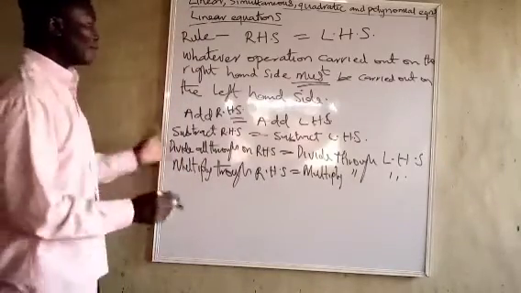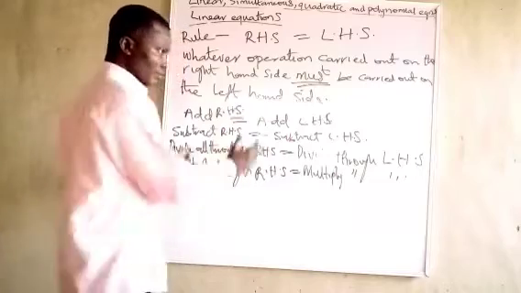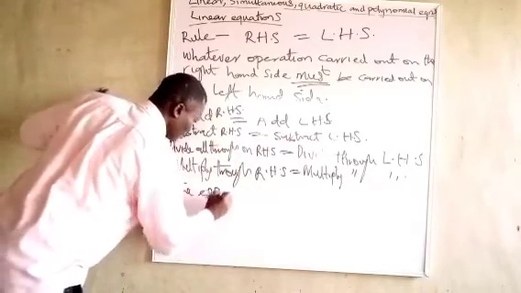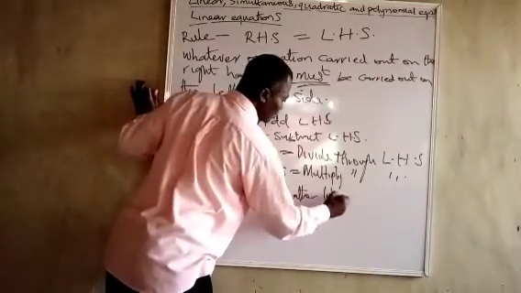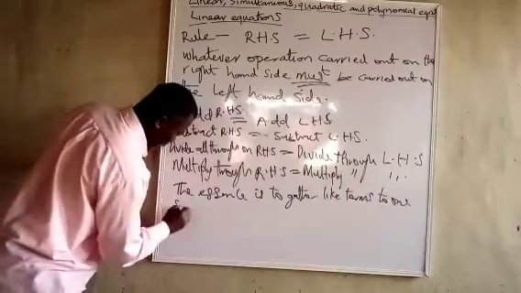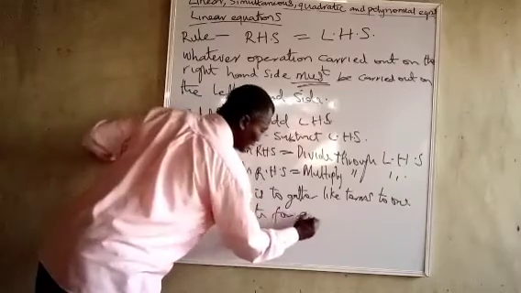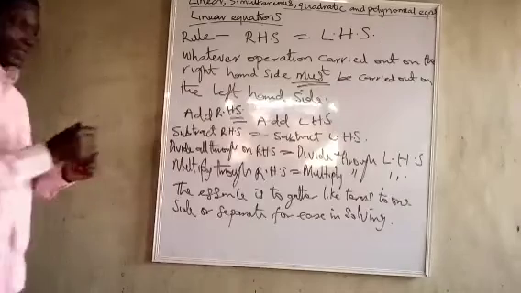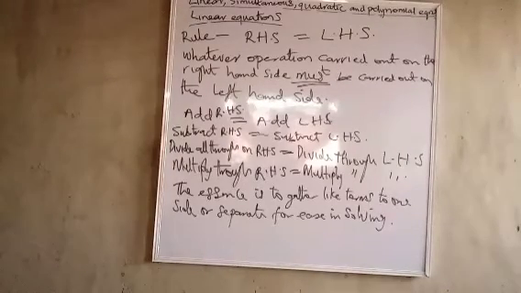That's all. And why do we do this? We are trying to gather the constants or certain like terms. The essence of this is to gather like terms to one side or separate for ease in solving. That's all the rule. That's all it entails. And from this, we can go on to handling some examples.